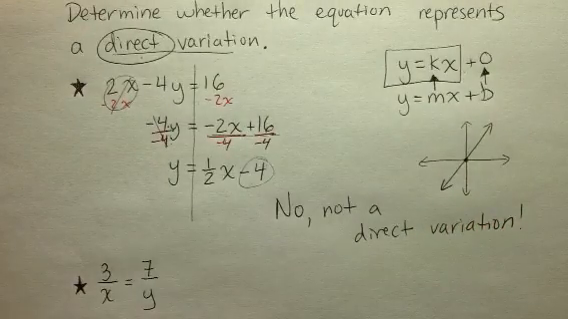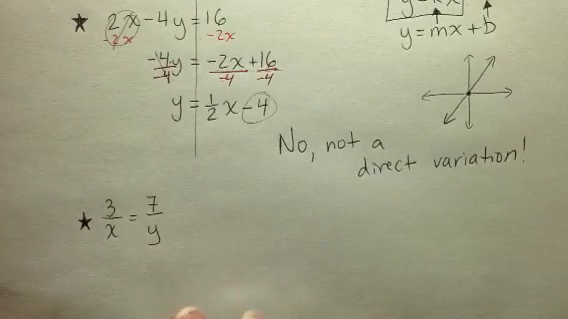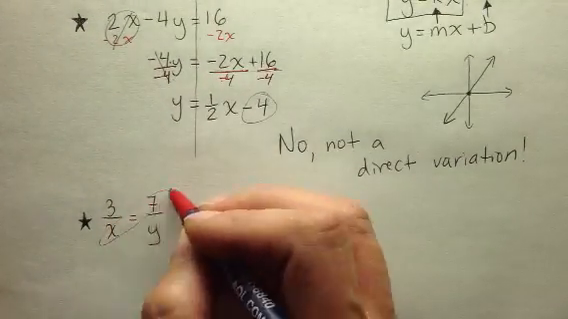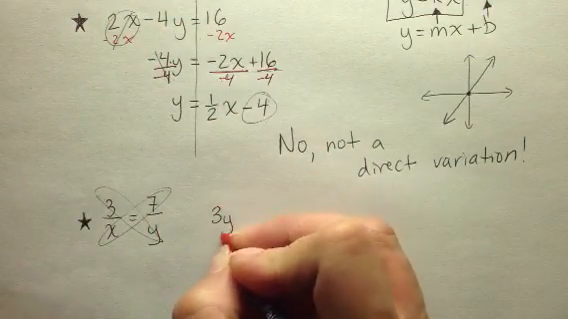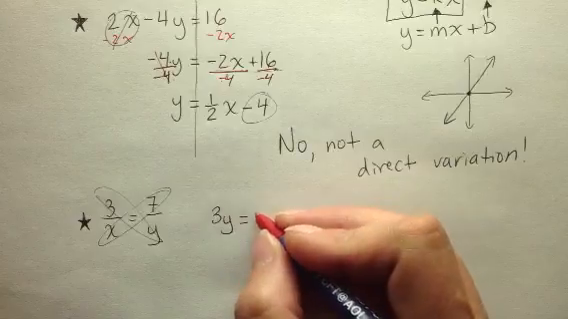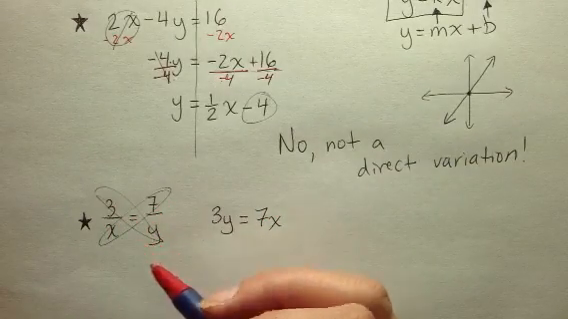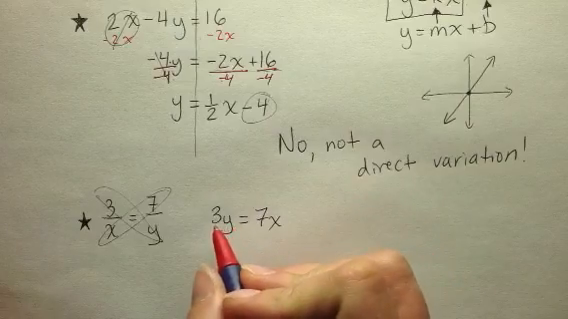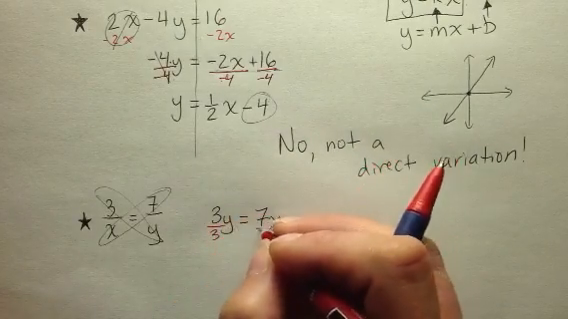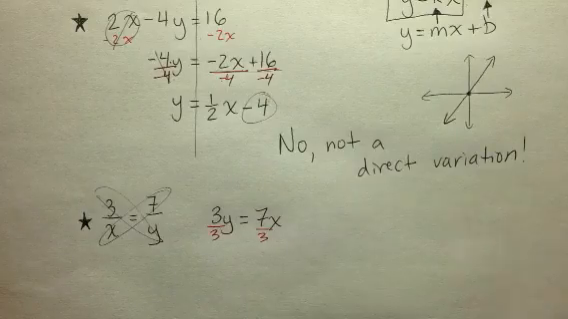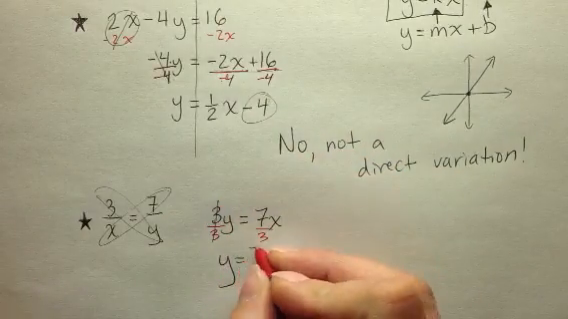Okay, let's do one more example here. You might freak out. I know people freak out with these fractions, but this is actually very easy. We'll just cross multiply this. 3y is equal to 7 times x. We use the cross product of multiplication to solve a proportion. And now to get y alone, we need to use the division property of equality and divide both sides by 3.